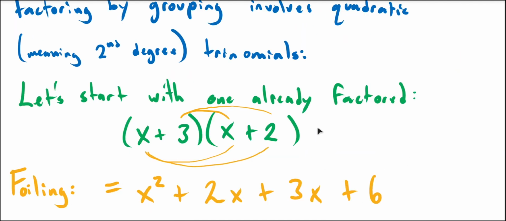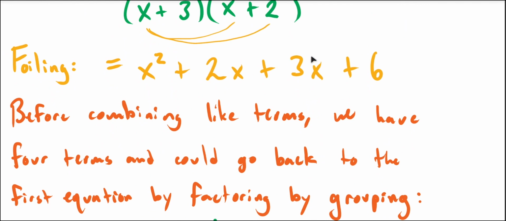Now, let's consider one we've already factored. Here I have (x + 3)(x + 2). And if we FOIL that, we get x squared plus 2x plus 3x plus 6. And I want you to notice that we could combine the 2x and the 3x by like terms.